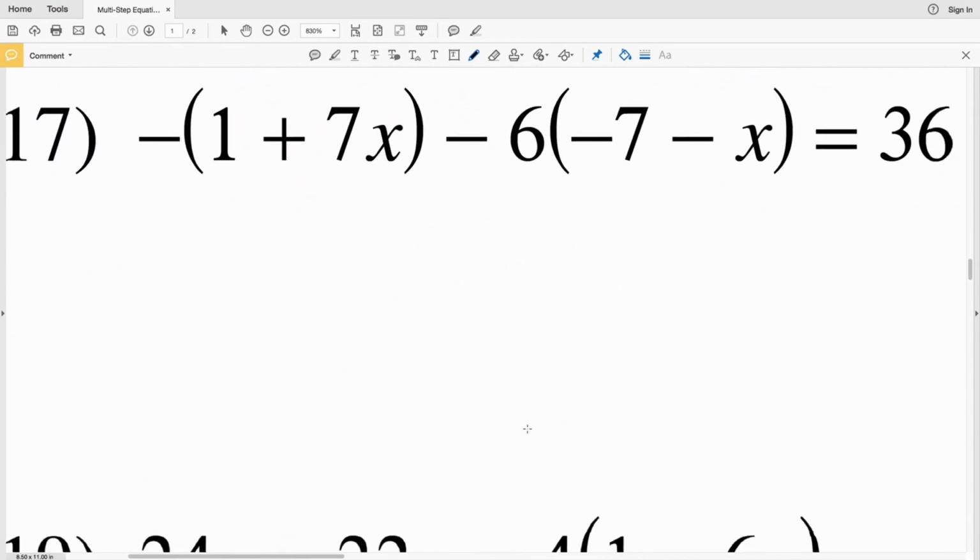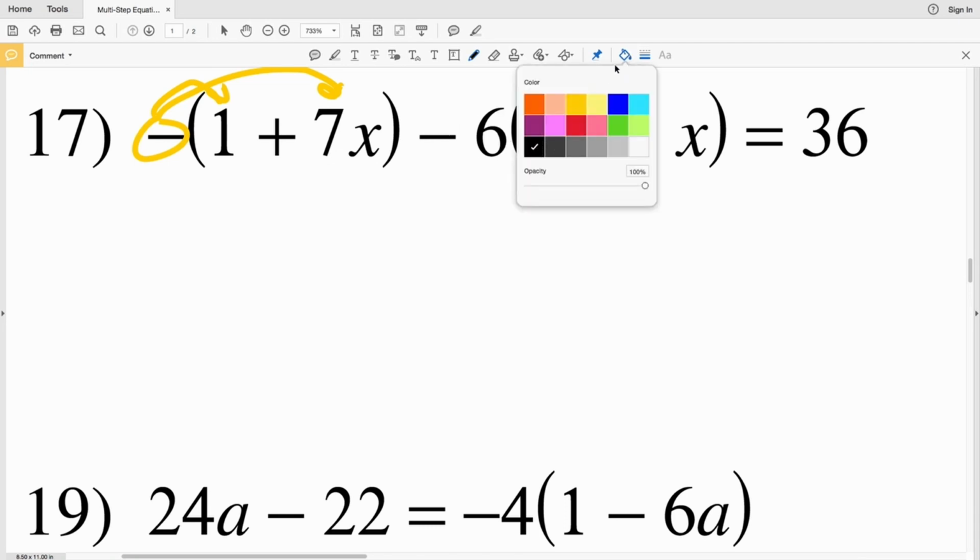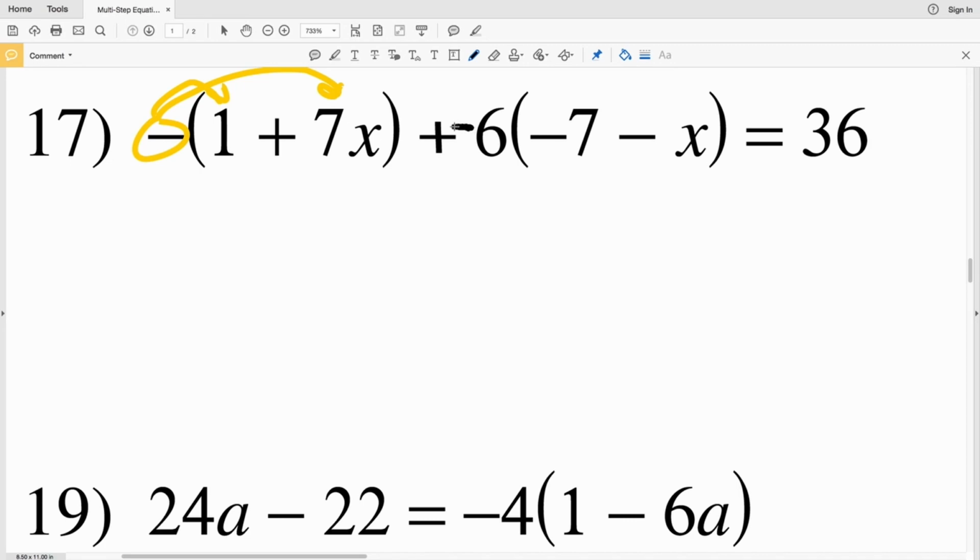Number 17, I have negative 1 plus 7x minus 6 times negative 7 minus x. So what we need to do is start by distributing the negative, and we're also going to distribute this 6, but before we do that, I'm going to make this adding a negative, because subtracting a positive is the same as adding a negative. So we're going to be distributing this negative 6.